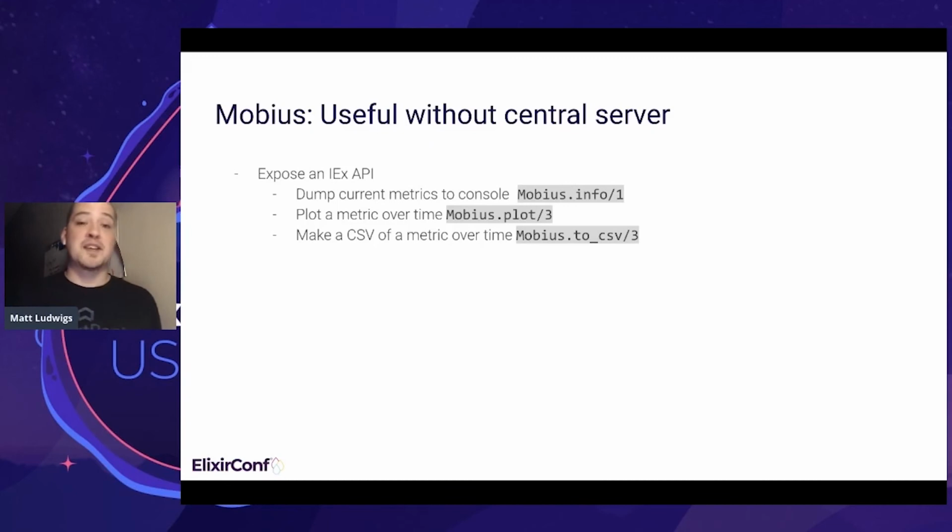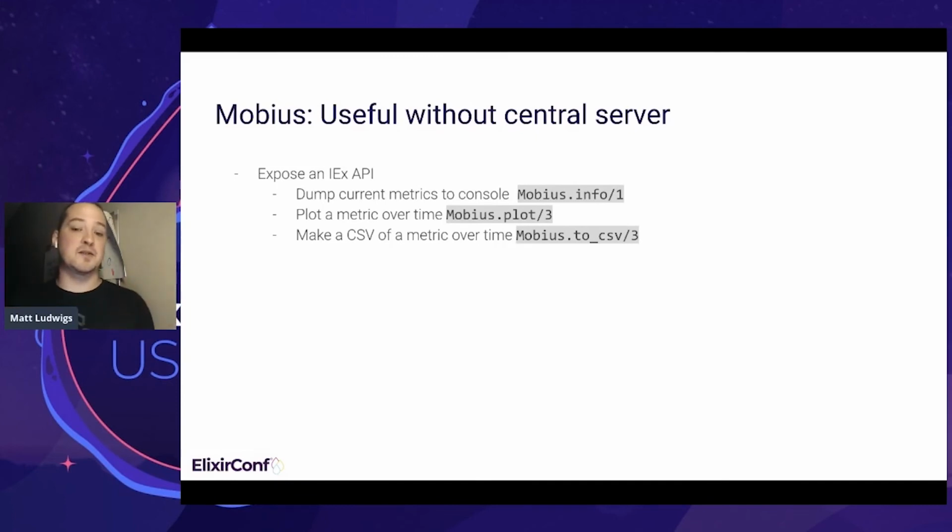We want it to be useful without a central server. So we expose these 3 API endpoints. Mobius.info will just dump the current state of the metrics that you have. Mobius.plot will give you a little bit of a time series plot. I think it defaults to the last minute and a half or 3 minutes, somewhere in there. But you can configure how big you want. It is an ASCII chart based time series plot, and so there are some limitations there, but it definitely will give you a good feel for a small amount of time.